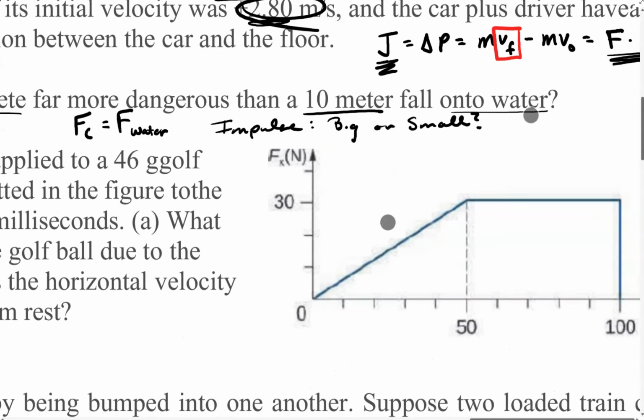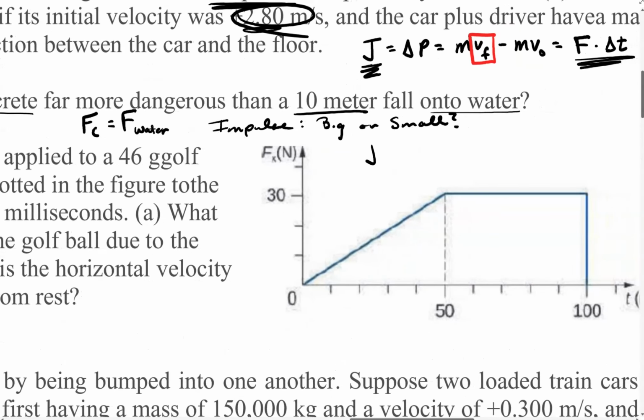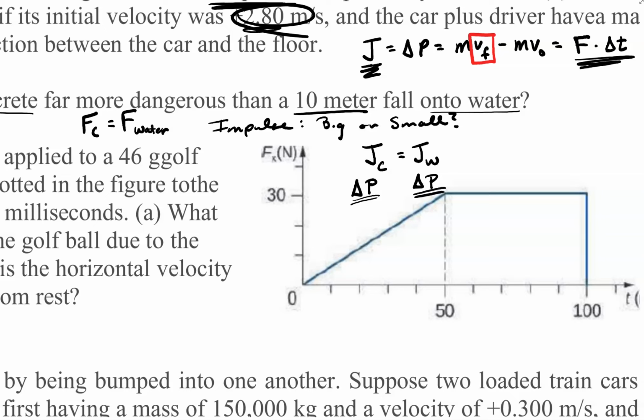Now even that's a little bit of a loaded question because, truth be told, the impulse when you strike the concrete is going to be the same as the impulse when you strike the water. But how that impulse is generated can be different. So let me just remind you again that impulse is the change in momentum. In both cases, your momentum is changing from some velocity before you hit the water to 0, or some velocity before you hit the concrete to 0. So the amount of change in momentum is the same.